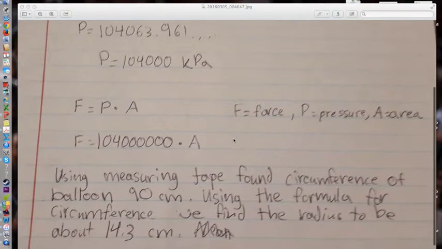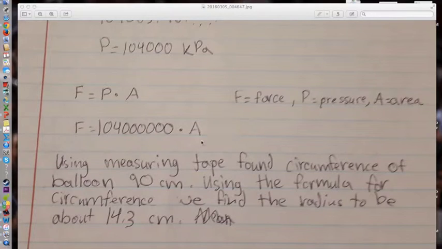So using the measuring tape, I found that the circumference of the balloon is 90 centimeters. And using the formula for circumference, we find the radius to be about 14.3 centimeters, because the formula for the circumference is 2 pi r. So you divide 90 by 2 and divide it by 3.14, and you get 14.3.